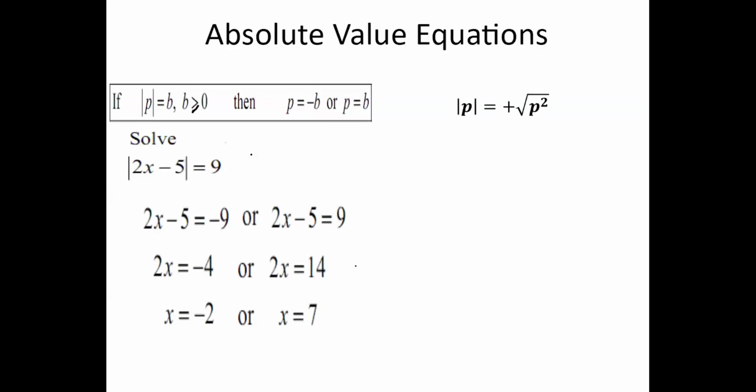This is one approach, where we let 2x minus 5 take the positive and the negative. Remember we said, if the modulus of P is B, then P is either equal to minus B or P equal to positive B. So that's what we're doing here. We take 2x minus 5 equal to minus 9, and then you solve that, because this is basically a simple equation. You don't have to ask me how to solve that. Or 2x minus 5 is equal to positive 9. And then we solve that, and we get two answers.